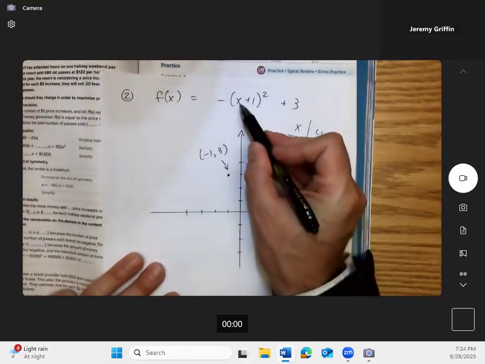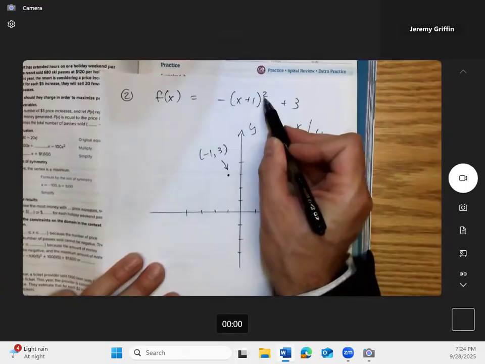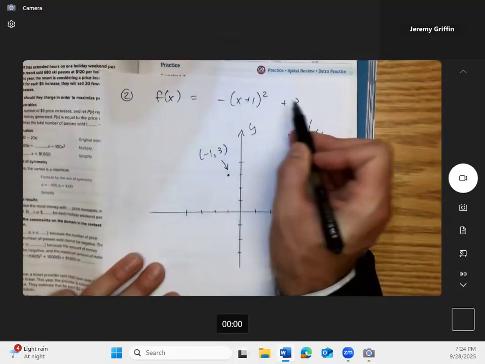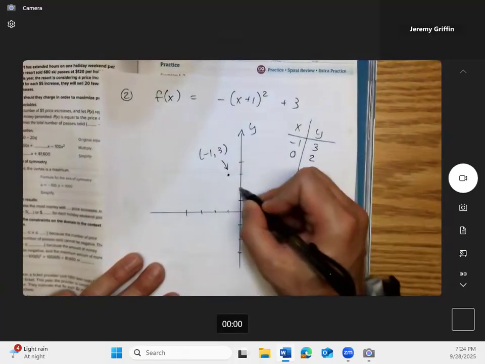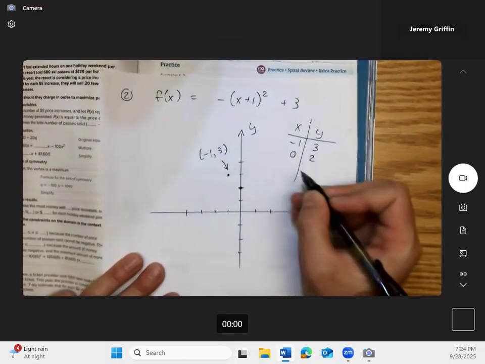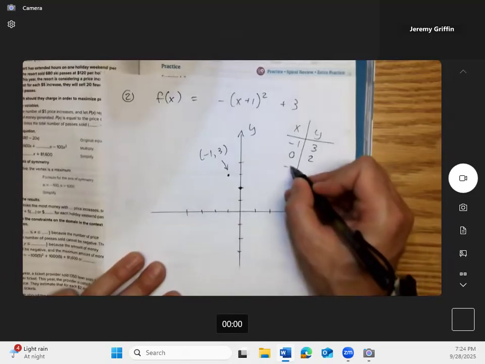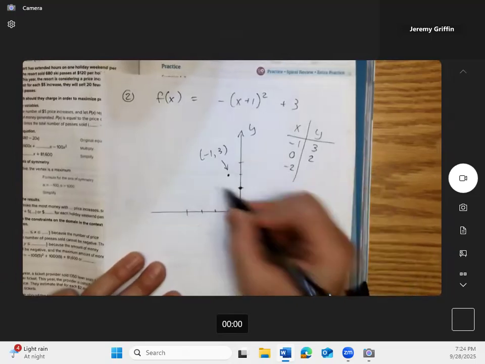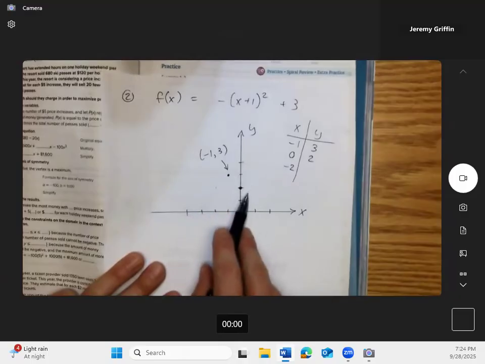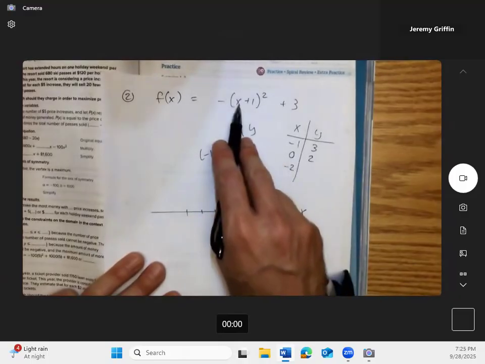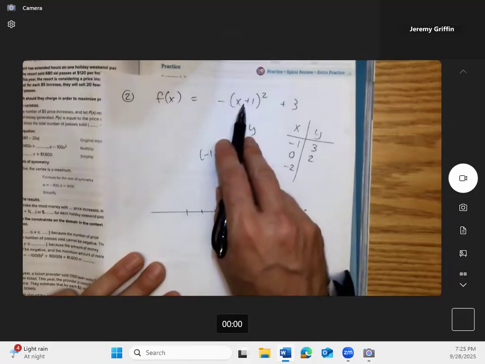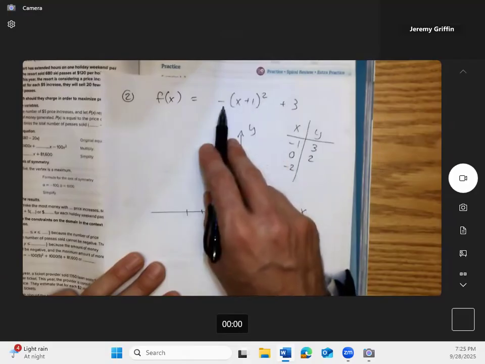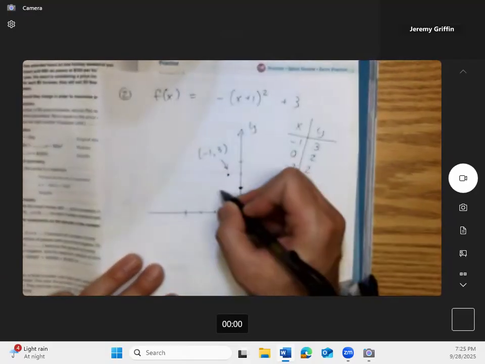I bet it's got to be right here. So let's plug in 0 for x. This is 1. 1 squared is 1. That makes it negative. -1 plus 3 is 2. Yeah, it totally is. Right there. Okay. I bet if I plug in -2 for x, I get the same y value right here, just by symmetry, right? By symmetry. So plug in -2. This would be -1 squared is 1. Then this makes it negative again. Yeah, same thing. Right there.